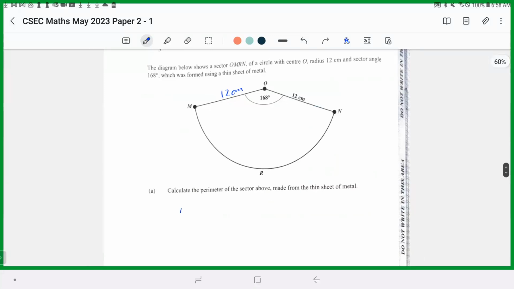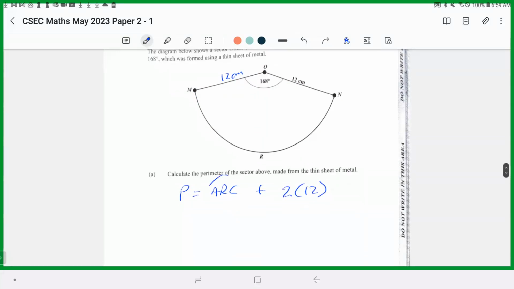Let's write it this way. The perimeter equals the arc length plus 2 times the radius, which is 2 times 12. The arc plus that 12 plus the 12 gives the perimeter, the distance around.